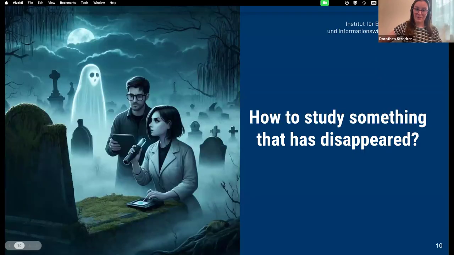So in our research project, we found that investigating repository shutdown can feel like hunting ghosts because the object of research has vanished, but you might still be able to find traces of it. I will now talk you through some considerations for how we decided to structure our ghost hunt.